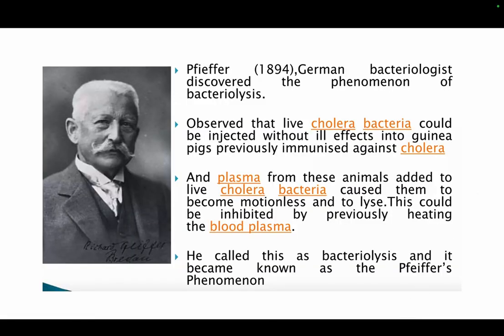What happens? He could see that after injecting live cholera bacteria into guinea pigs previously immunized against that disease, they didn't get infected. And plasma from these animals added to live cholera bacteria caused them to become motionless and to lyse. So this phenomenon is called bactericidal, as I was saying. Their plasma has some factors, some proteins, which when added to live cholera bacteria induce those bacteria to get lysed, burst or lifeless. This bactericidal property can be inhibited if you heat this plasma before adding it.